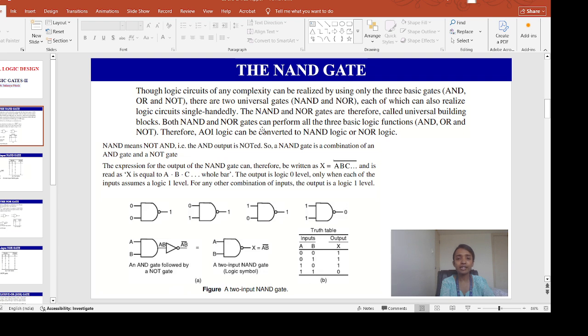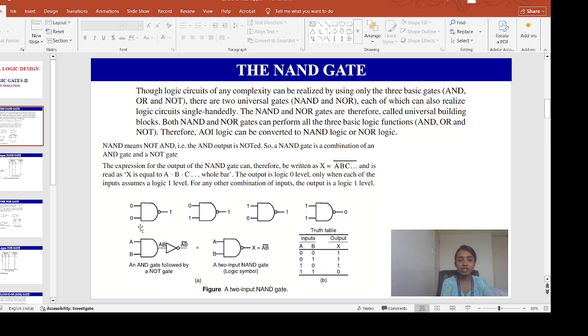The NAND and NOR gates are therefore called universal building blocks. Both NAND and NOR gates can perform all three basic logic functions, which are AND, OR and NOT. Therefore, AOI logic, meaning AND-OR-invert logic, can be converted to NAND logic or NOR logic. NAND means, if you separate this term, not AND. That means the AND output which is inverted. So, a NAND gate is a combination of an AND gate and a NOT gate.